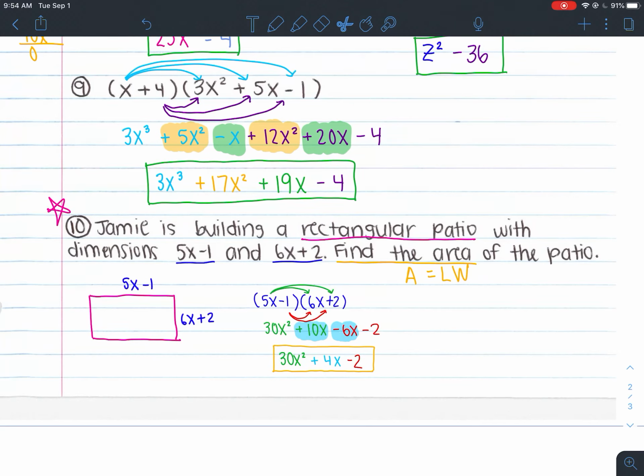So number 10 is super important. Make sure you know how to find the area of a rectangle, know the formula for the area.